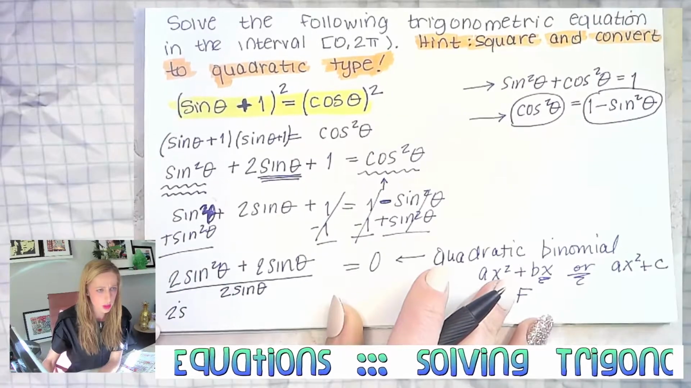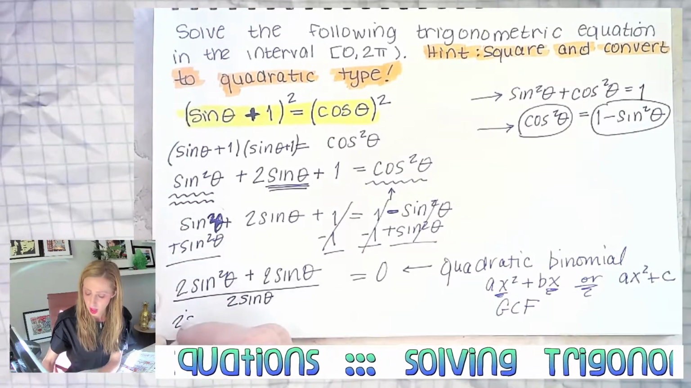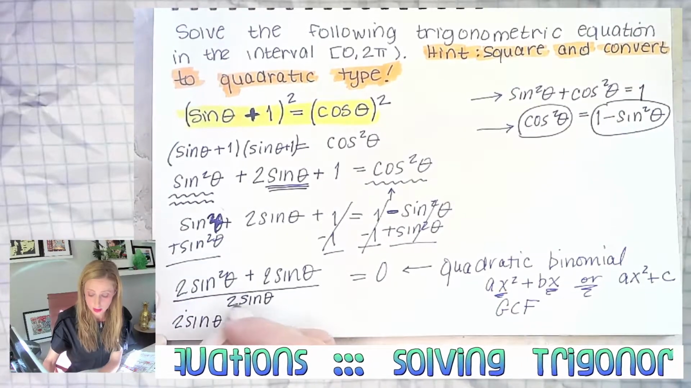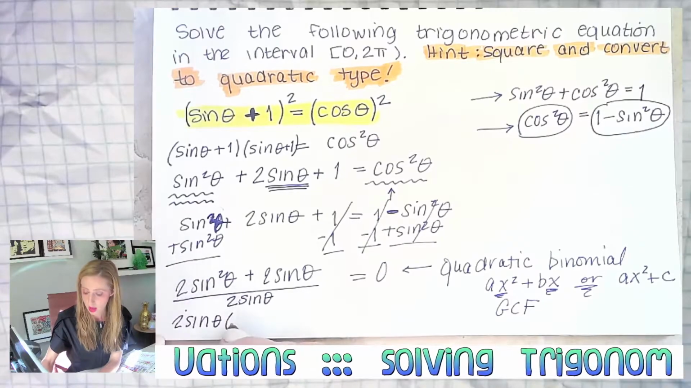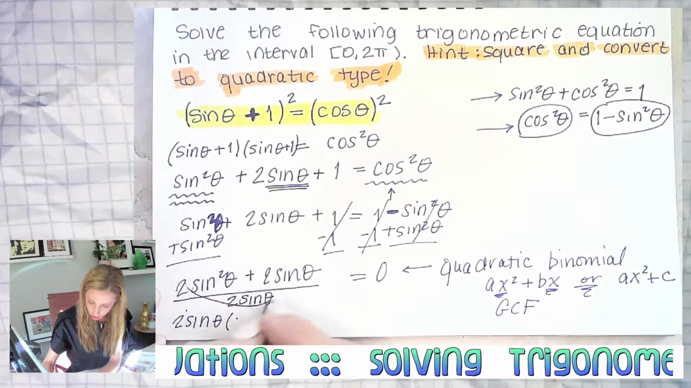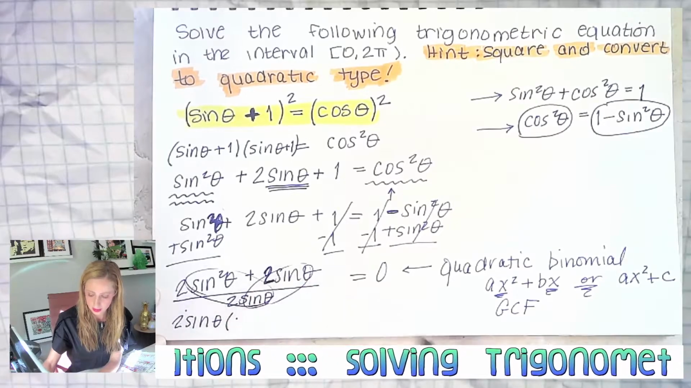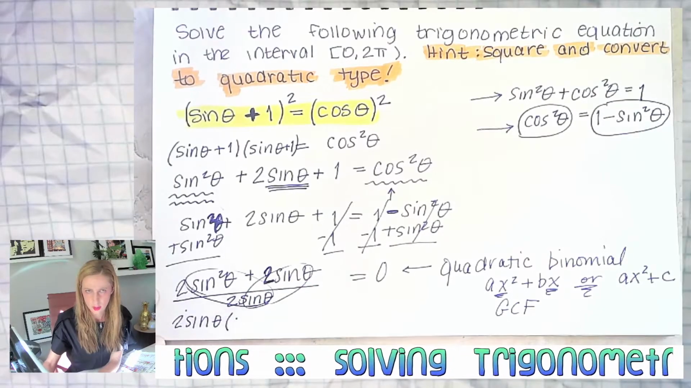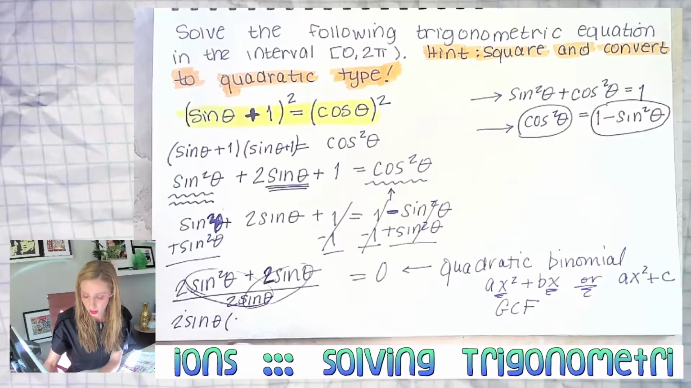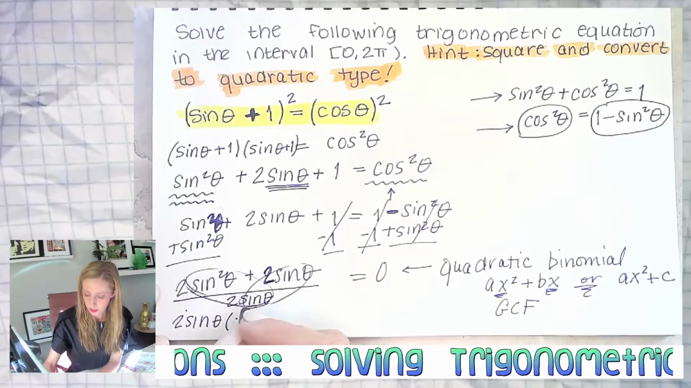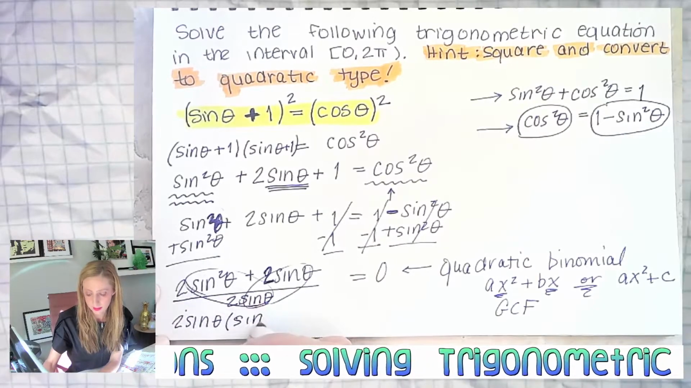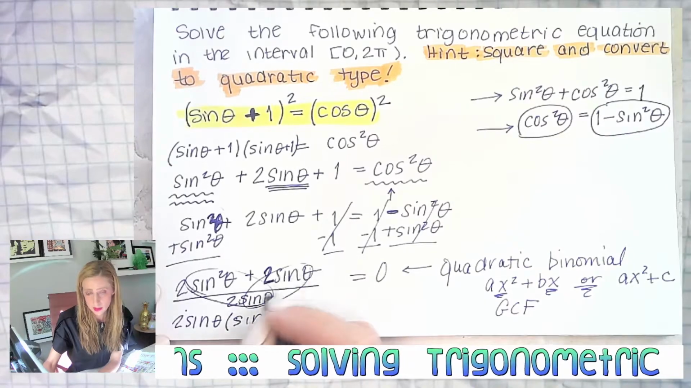Got to watch for that. 2 sine theta out front. That's this guy coming out front. And if I reduce pretzel style, again, if you don't get that, please watch some factoring lesson videos. I'll try to remember to link them below if you need more help. Reduce pretzel style, and we're left with sine theta plus, try it yourself.